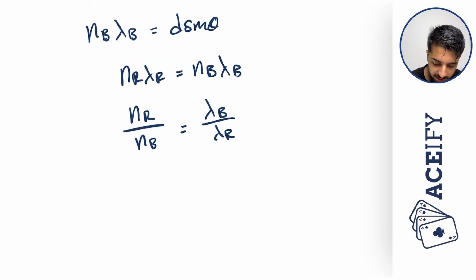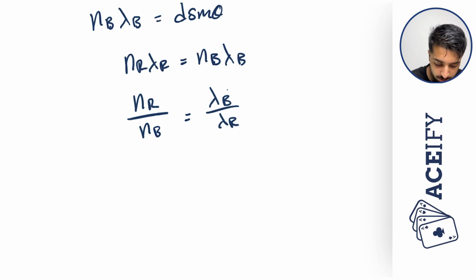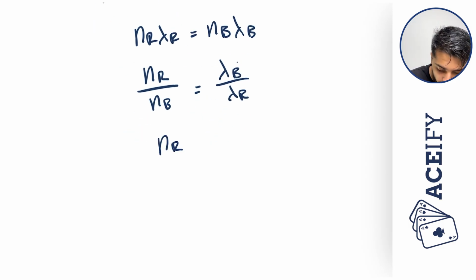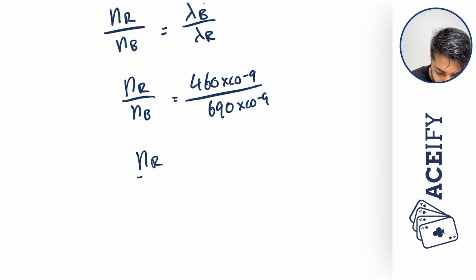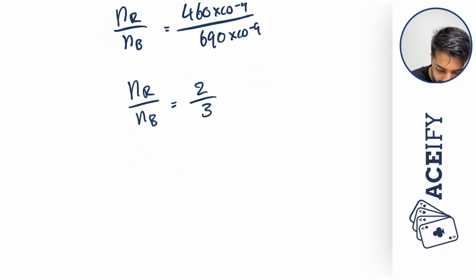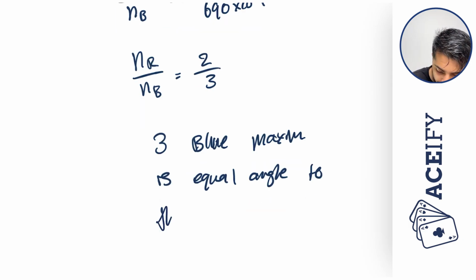Now we are given the wavelength of the blue light and the wavelength of the red light, so we can make that substitution. So nr all over nb is equal to the wavelength of the blue light, which is 460 times 10 to the negative 9, all over the wavelength of the red light, which is 690 times 10 to the negative 9. Now if we plug that into our calculator, we get 2 over 3. And so what that tells us is the third blue maxima is equal angle to the second red.